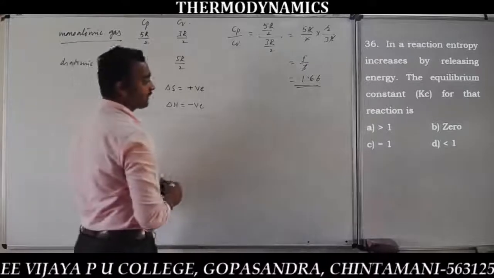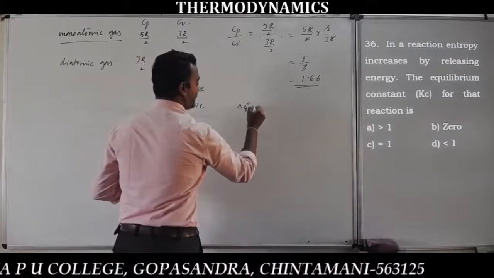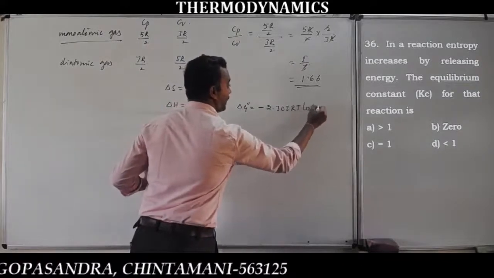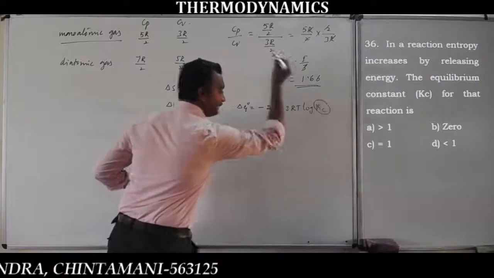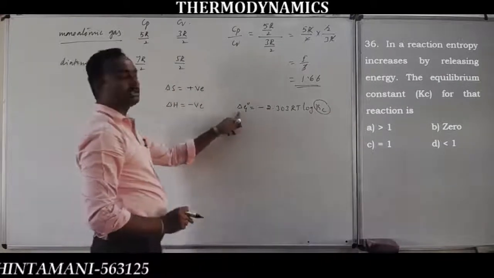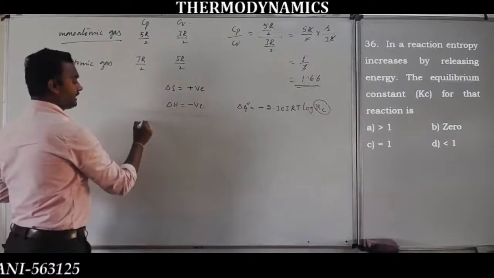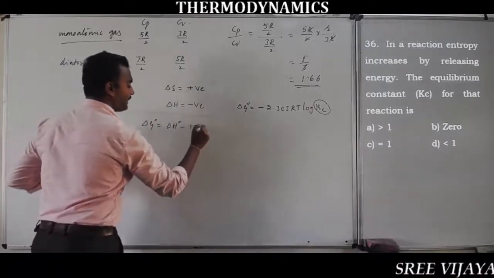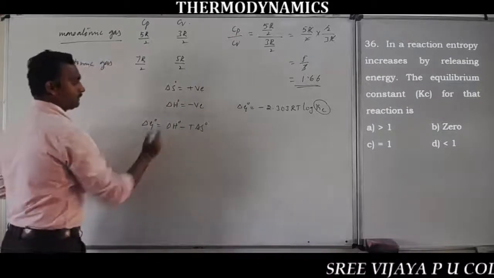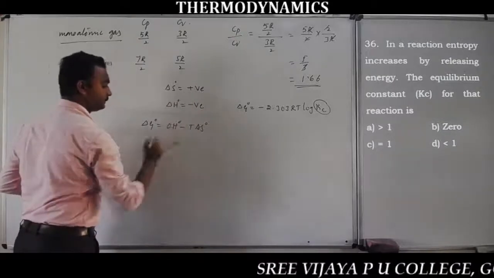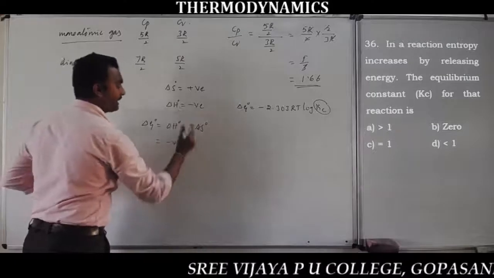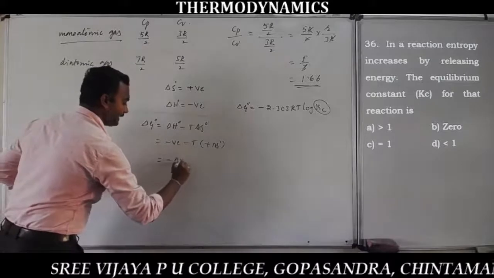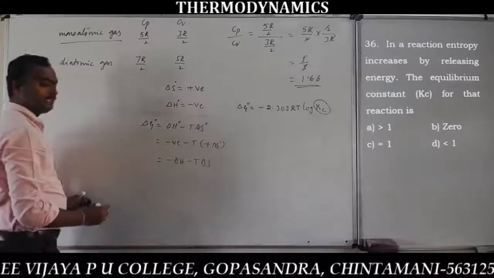So equilibrium constant ಬೇಕು ಅಂತಂದ್ರೆ one of the important equation delta G naught is equal to minus 2.303 RT log Kc ಅಂತ ಹೇಳ್ತಾ ಇದ್ದೀನಿ. That you have to know. Kc ವ್ಯಾಲ್ಯೂ ಕ್ಯಾಲ್ಕುಲೇಟ್ ಮಾಡಬೇಕು. ಅದಕ್ಕಿಂತ ಮುಂಚೆ ಗೊತ್ತಾಗಬೇಕು delta G naught. So delta G naught is equal to delta H naught minus T into delta S naught. So delta H naught is negative, minus T into delta S ಏನಾಗಿದೆ positive ಇದೆ. So that is negative delta H minus T into delta S.